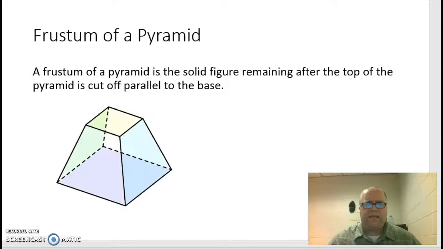Alright, so let's look at the second figure that we'll be looking at for this section here. This is the frustum of a pyramid. The frustum is basically if you take a pyramid and you slice through that pyramid in a way that's parallel to the base of the pyramid, the bottom part of that is going to be considered what's called the frustum of a pyramid. So it's basically everything from the base up until where you sliced the pyramid off, just like in this picture here.